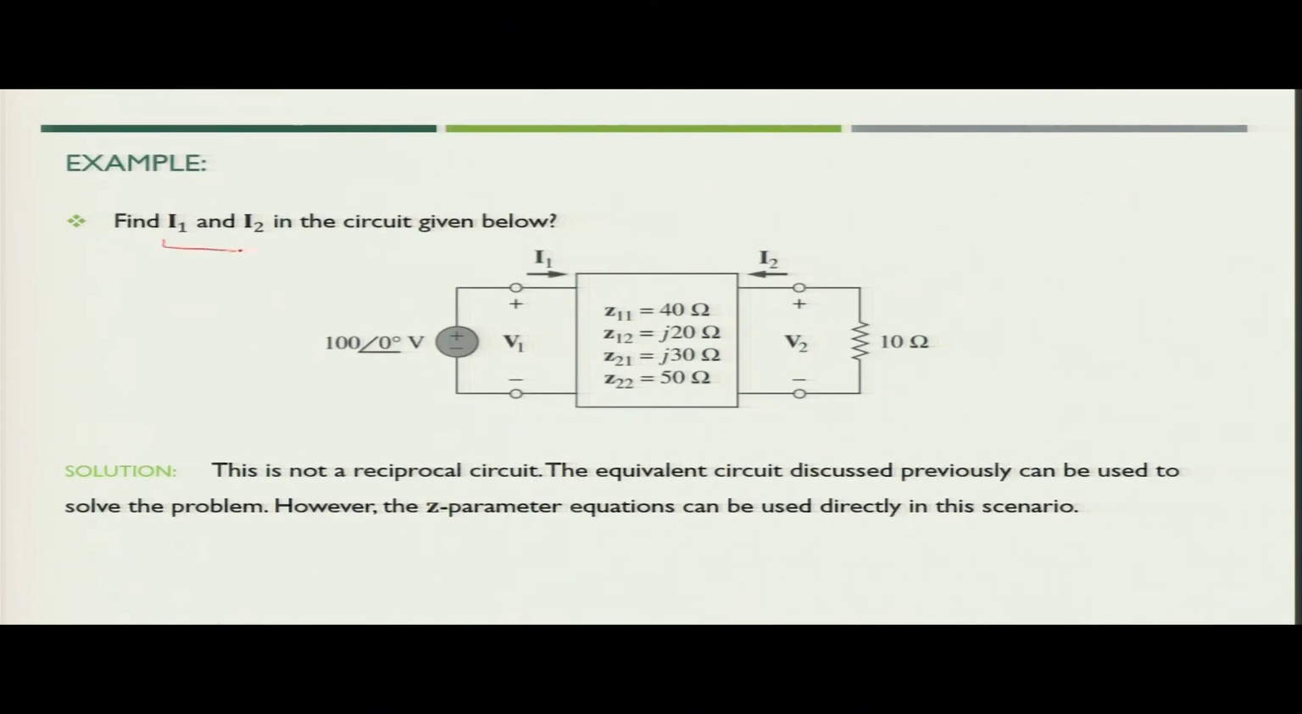Suppose we are asked to find out the value of I1 and I2, and the Z parameters are given: Z11, Z12, Z21, Z22. If you see, in this case Z12 is not equal to Z21. So, that means the circuit is not reciprocal. So, what do we have to do? We have to use the Z parameter equations to find out the values of I1 and I2.